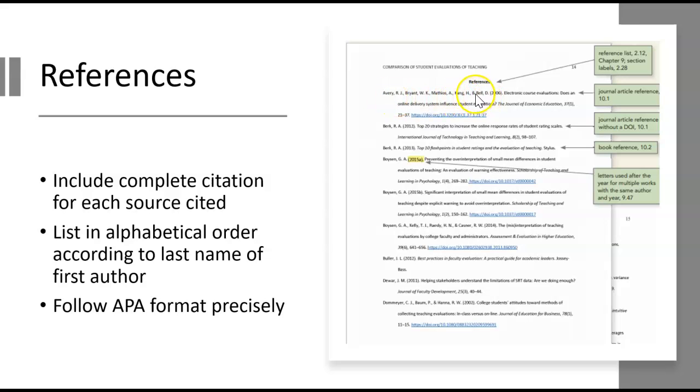You have the author names. If you have multiple authors, the last name is separated with an ampersand. The year is put in parentheses. There's a period after the year.